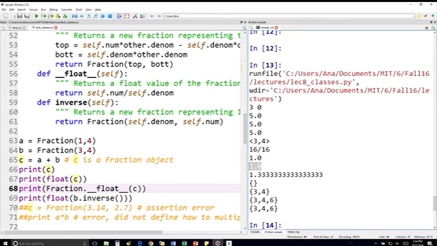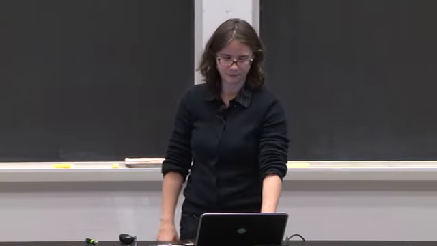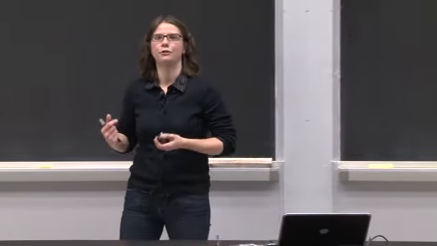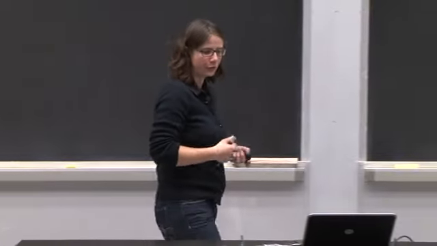And then here I'm calling the method inverse on object B, which is going to invert 3 over 4 to be 4 over 3. And then I'm converting it to a float, and then I'm printing the value. So it gives me 1.33. Okay. So take a look at this code in more detail, and see if you can trace through all of those different things, and see if you can also write your own new fraction objects.